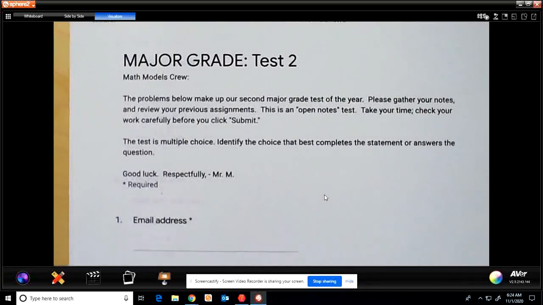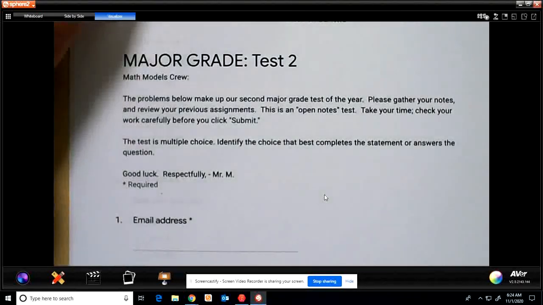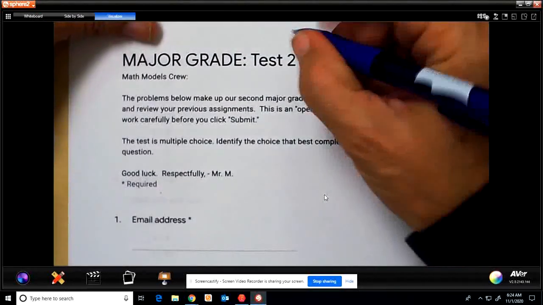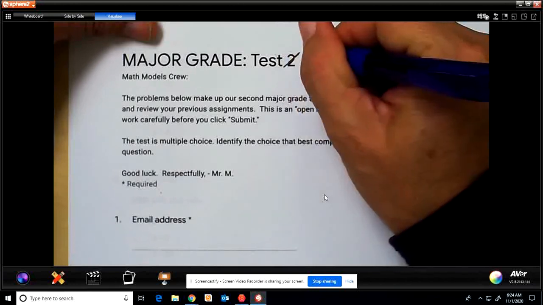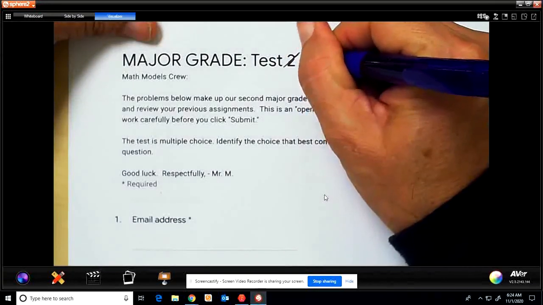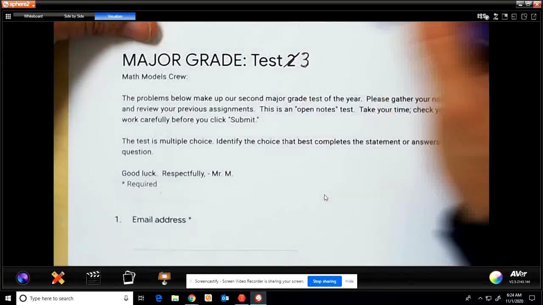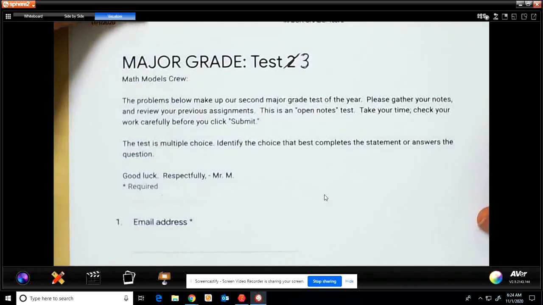Good morning, class. Today, we're going to be taking a major grade test. This is not going to be test two, though. It will be test three. You'll be taking a major grade test three.